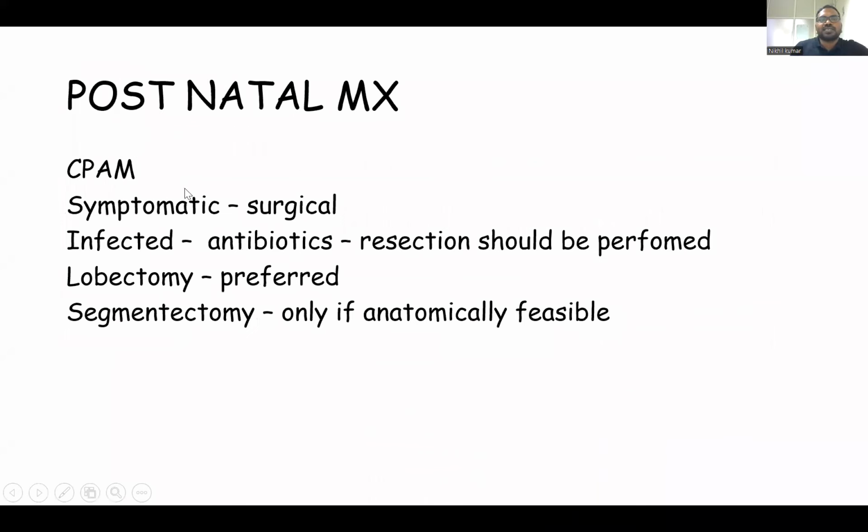Now these are the antenatal management, and now coming to the postnatal management of the CPAM. One is the symptomatic. If symptomatic, we have to go for surgical correction. Lobectomy is preferred, and segmentectomy only if anatomically feasible.